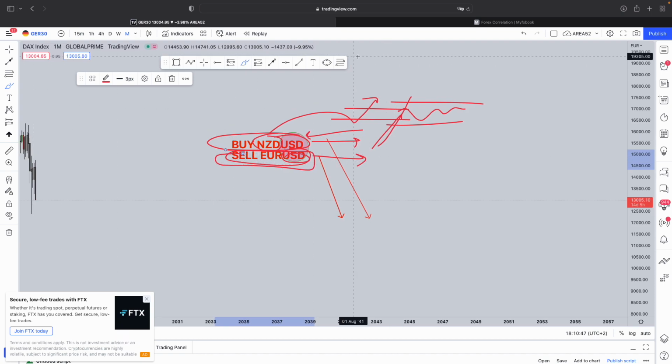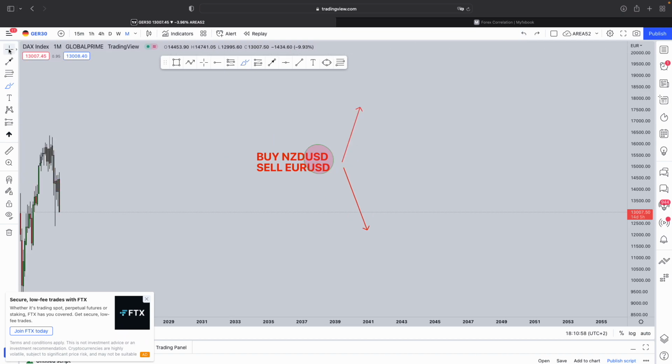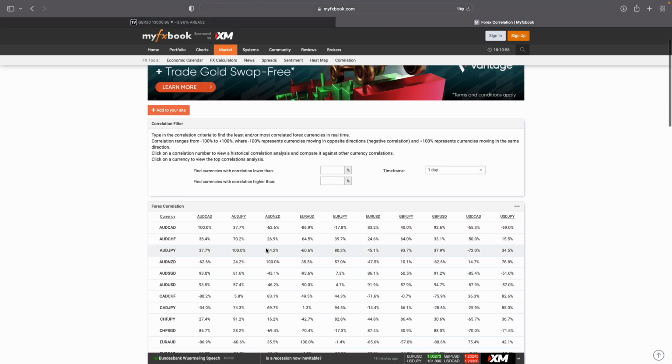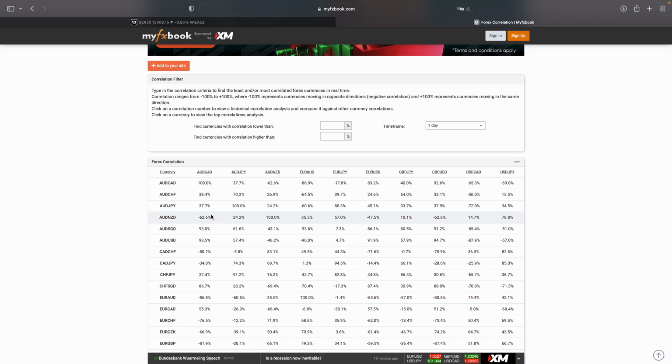Now, the reason why it's important to know correlation is because you don't want to trade pairs that are negatively correlated with one another at the same time, because if the one's running in a loss, the other one's also going to run in a loss as well. And you can use this website as a further reference or a confluence.